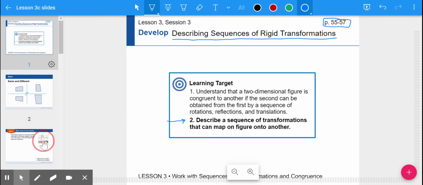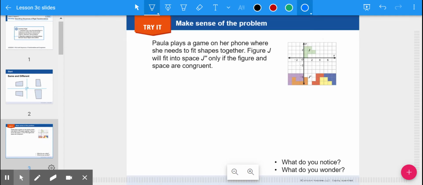So let's look at the problem of the day today and try to make sense of it first before we actually take some time to do it. So I'm going to read it through, and I would like you to follow along, and think about, first of all, what do you notice, what do you wonder about, and maybe what's important for this problem. So it says Paula plays a game on her phone where she needs to fit shapes together. Figure J, which is at the top of the graph, will fit into J prime only if the figure and the space are congruent.